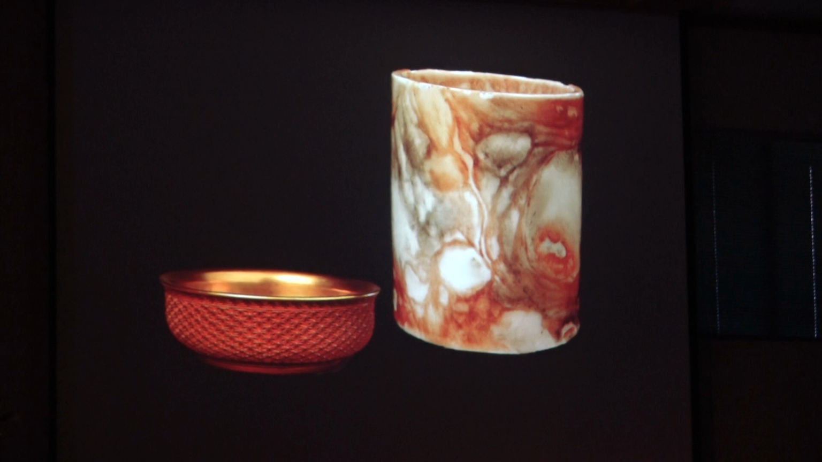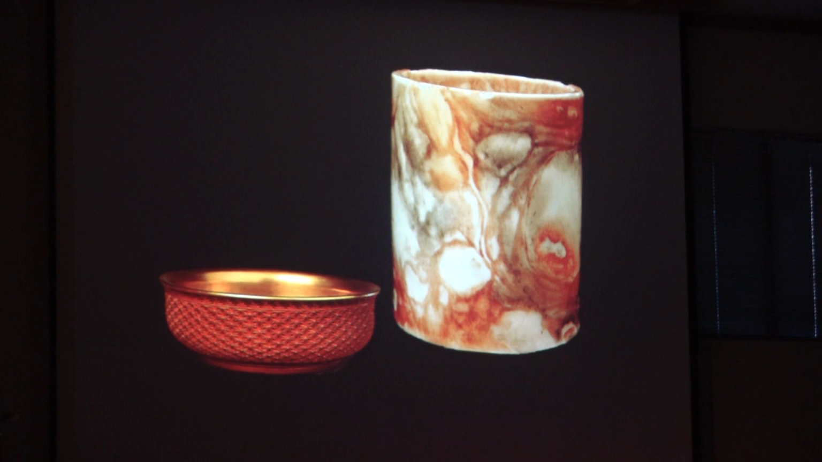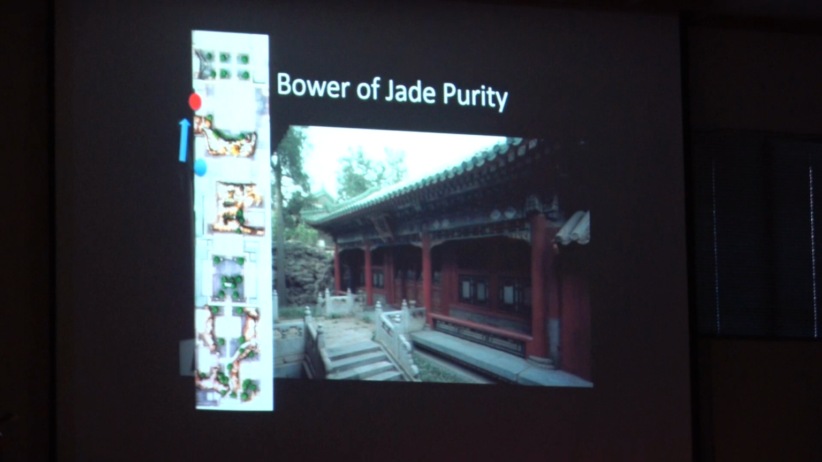Just to see some other trompe l'oeil that was happening in the emperor's court. These are actually both porcelain, and they were made in the imperial kilns in Jingdezhen. The one on the right obviously is made to look like stone. The one on the left is made to look like lacquer, but they're both porcelain. So the Qianlong emperor just loved this visual trickery thing.